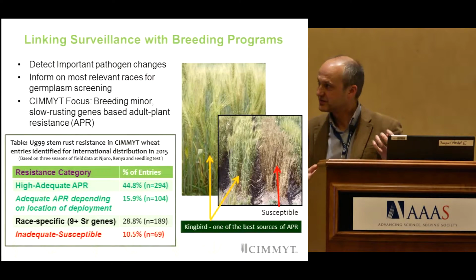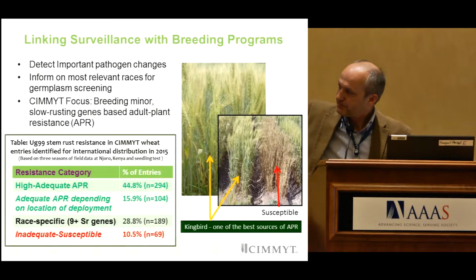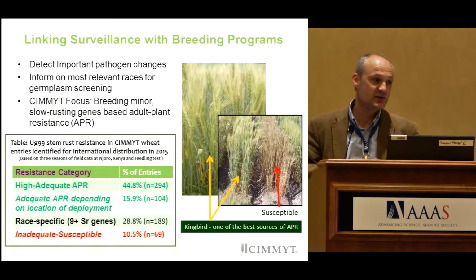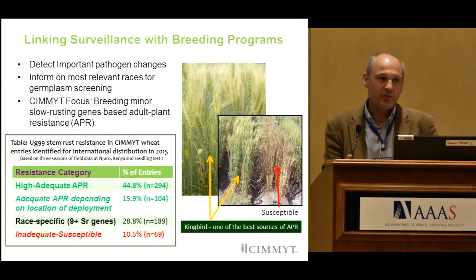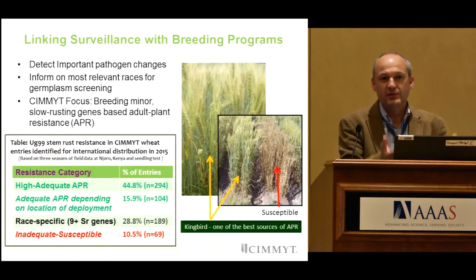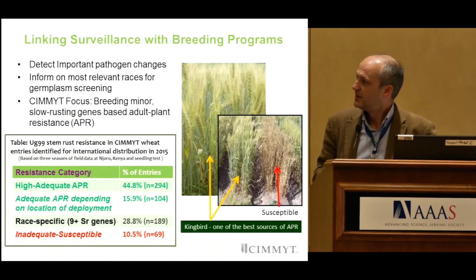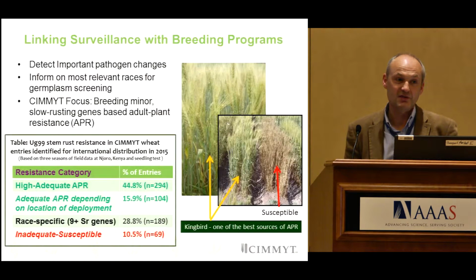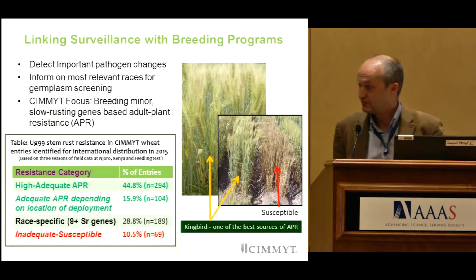And the success is there. You can see here some of the numbers. These are the lines that go out in CIMMYT international nurseries that get distributed all around the world to our partners, and they're often the foundation for the country breeding programs to release new varieties. You see a very high proportion of the resistance that we want in the material is going out to partners. So that's a huge success.